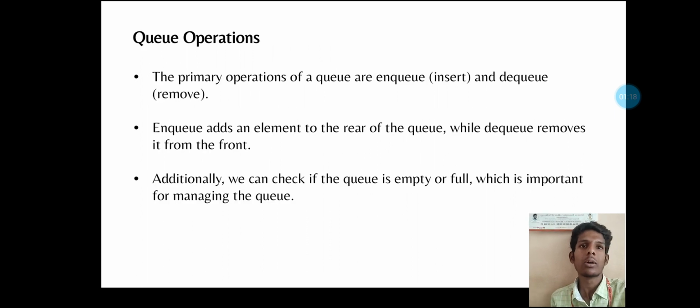Now the queue operations. There are various queue operations. The primary operations of a queue are NQ (enqueue, insert) and DQ (dequeue, remove). NQ adds an element to the rear of the queue, while DQ removes it from the front. Additionally, we can check if the queue is empty or full, which is important for managing the queue.